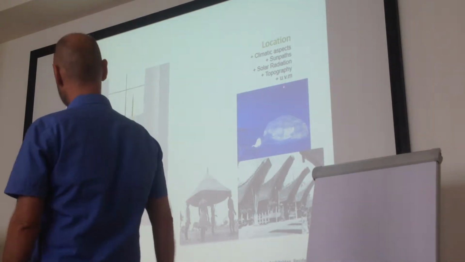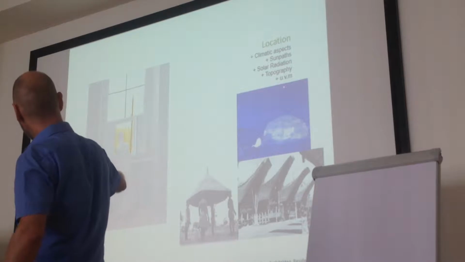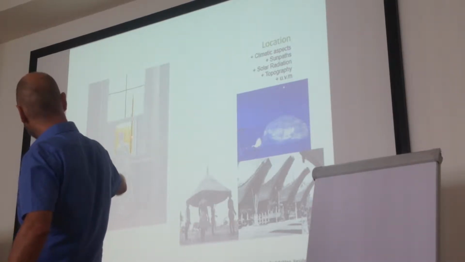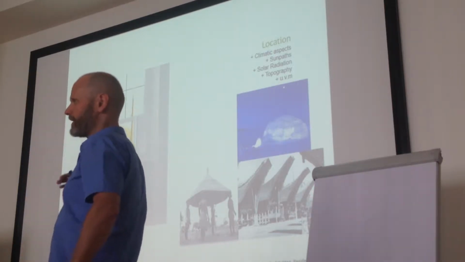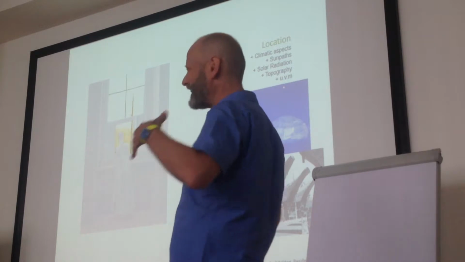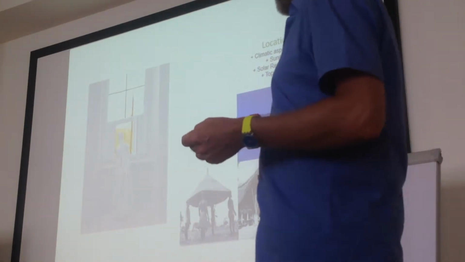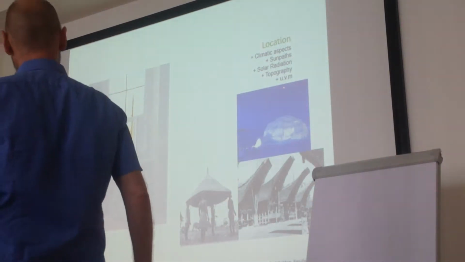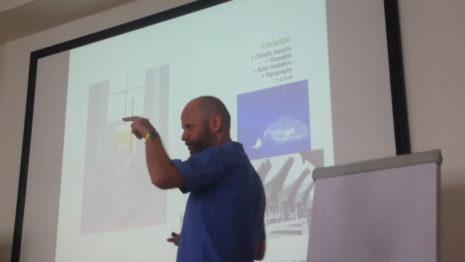Caspar David Friedrich. We can see a partly clouded sky. We can see different types of trees and vegetation. We can see the mast of a sailor's ship. So we can get an idea where this scenery is placed. And it's one of the most important questions that we have to ask ourselves. Are we building for the hot and dry?